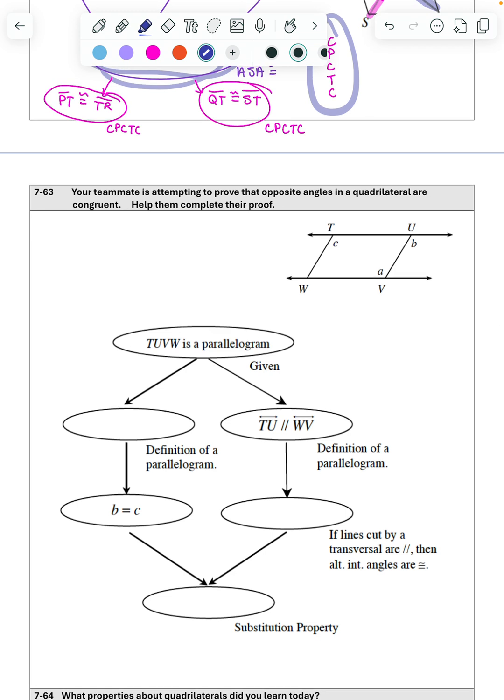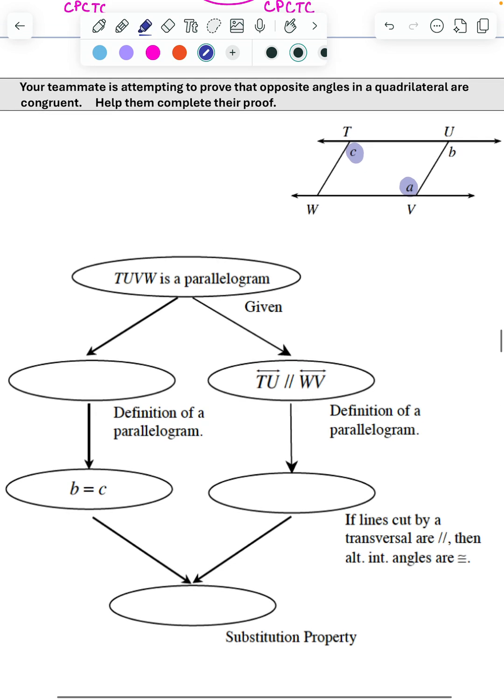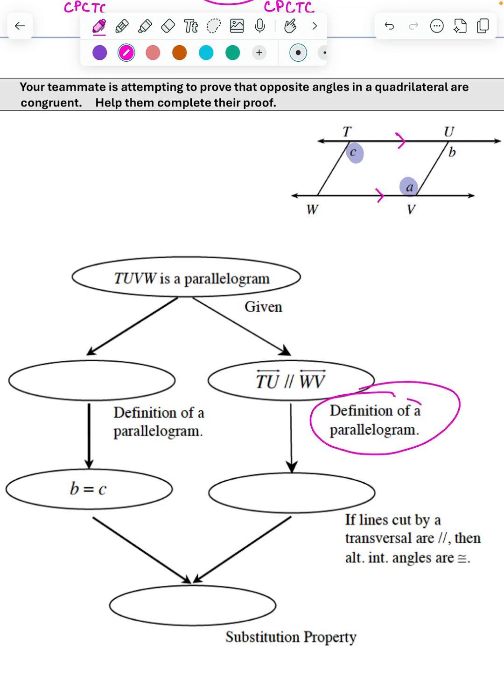All right, moving on, our teammate is attempting to prove that opposite angles in a quadrilateral are congruent. So we're trying to prove that C and A are congruent to each other. Now this one, they've given us a little starting point. They're telling us this is a parallelogram that's given to us. Based off what we know about a parallelogram, we know that opposite sides are parallel. So side TU is parallel to WV, which we know because of the definition of a parallelogram. And we know that about the other opposite side. So that's something we could fill in.